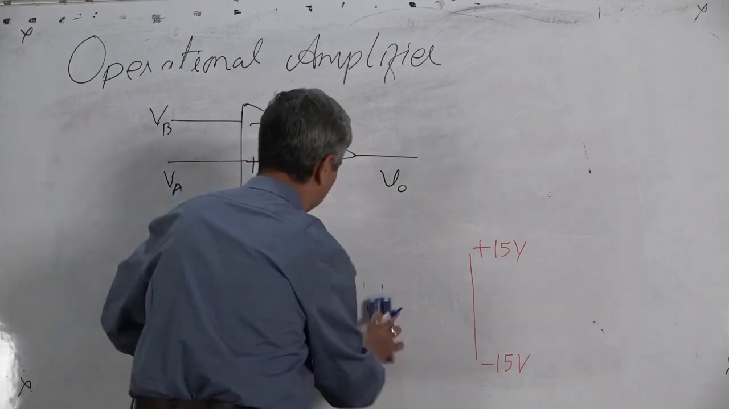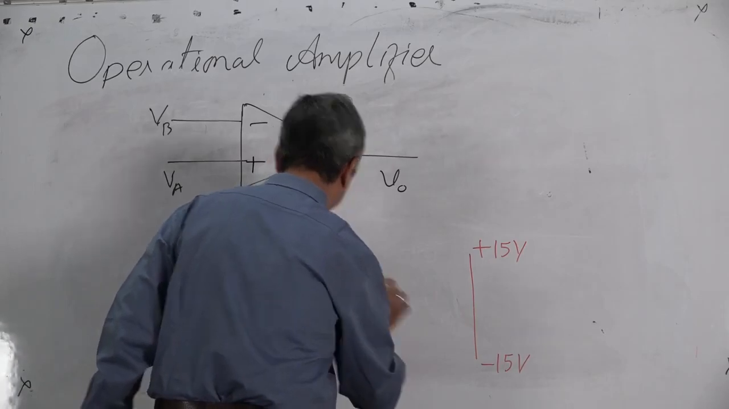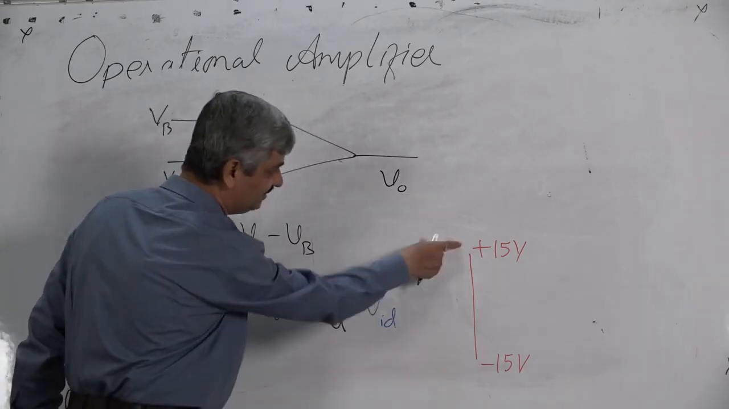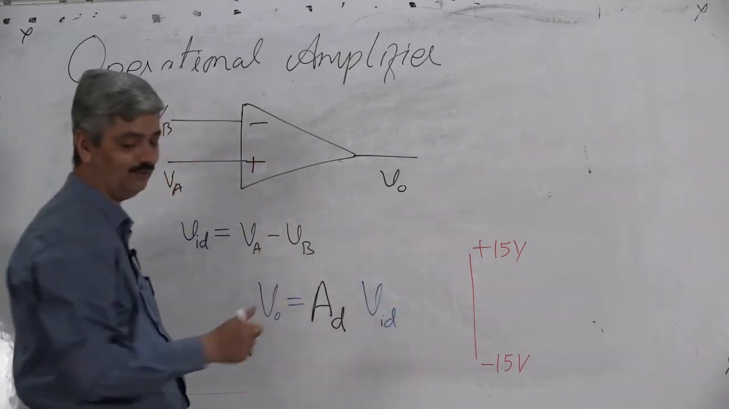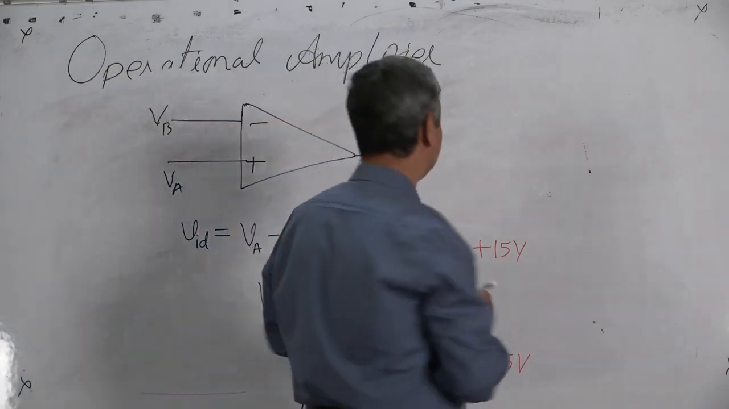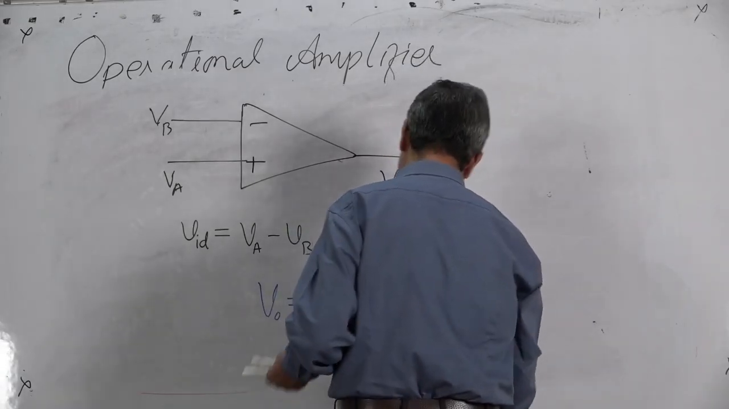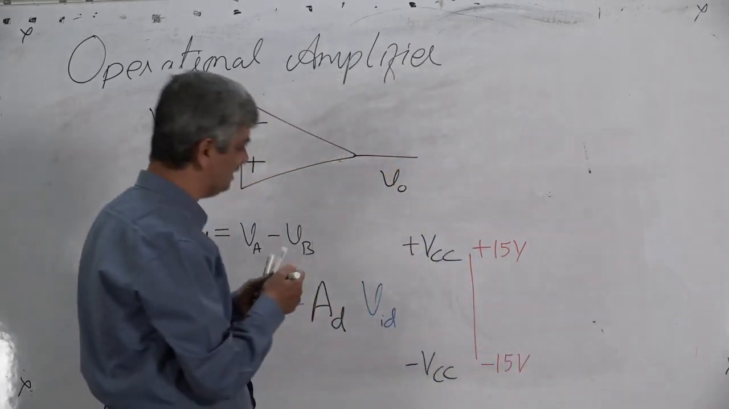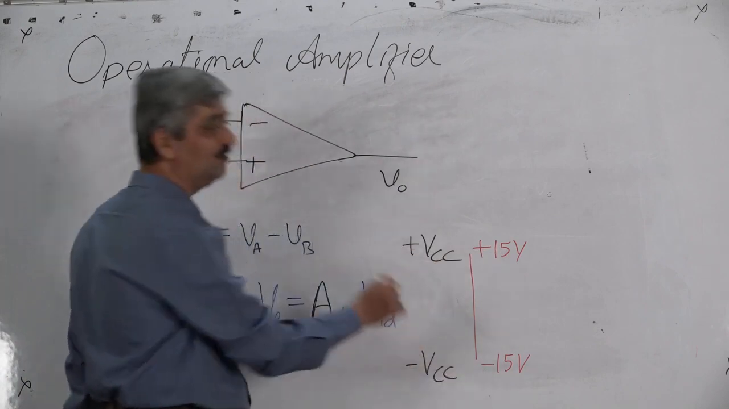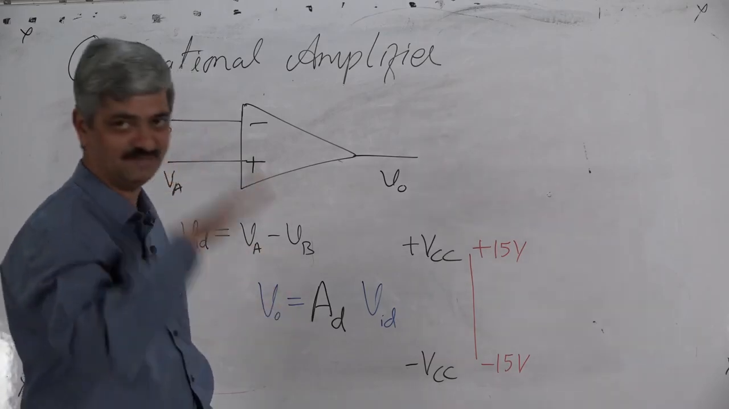So AD is called the differential gain. I deliberately put it in a different color. VO is equal to AD into VID, subject to the condition that it is plus minus 15 volts. Again I would like to clarify, it is not fixed at plus 15, it is plus minus VCC. So if plus VCC is 20, it will go to 20. If it is 10, it will go to 10. But unless otherwise specified, we normally use plus minus 15, but it can be changed also. Nobody should take a headstrong message that it is plus minus 15 only.